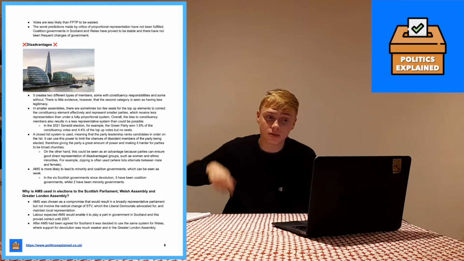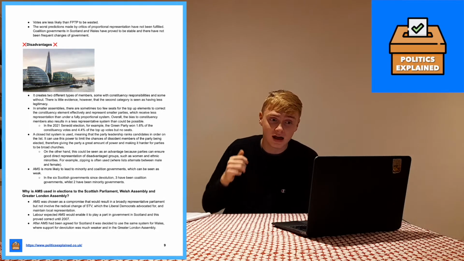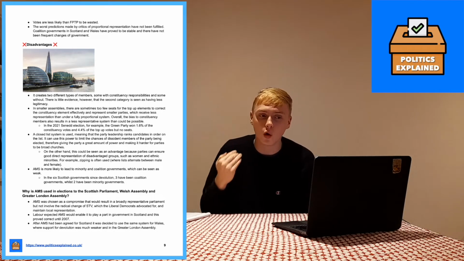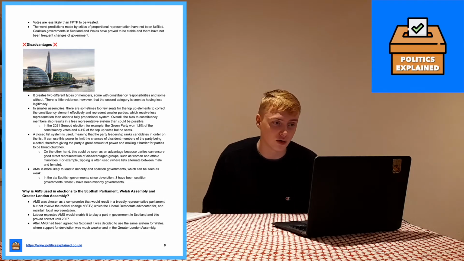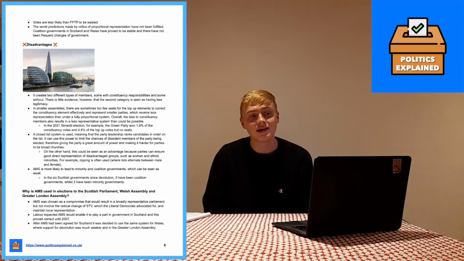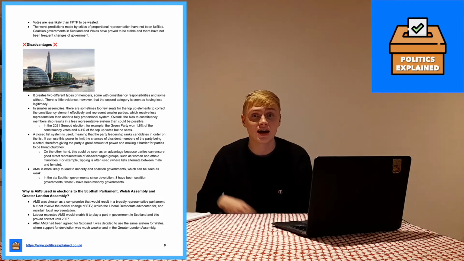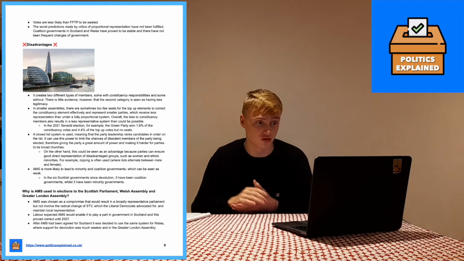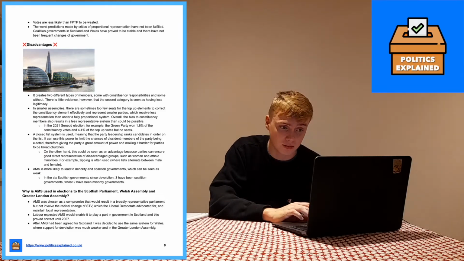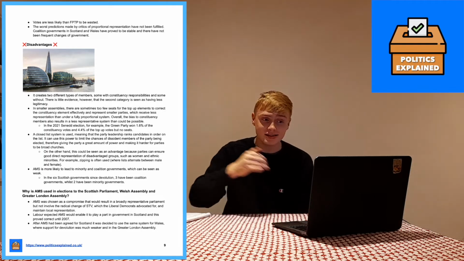And that also means that because the party leadership chooses that, the party leadership has a lot of control over the party, especially for that second vote, right? And that can be seen as limiting the chances of dissident members of a party being able to get elected, and therefore leading to parties being less broad churches than they are in first past the post, for example. On the other hand, it can be seen as an advantage.